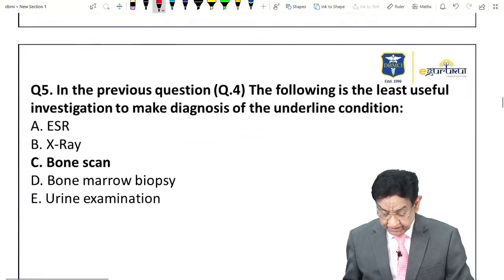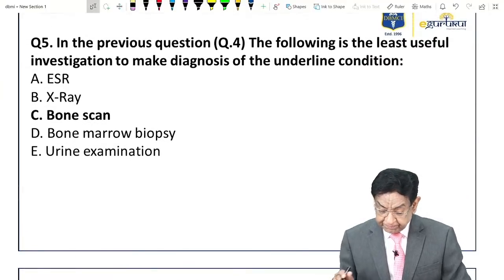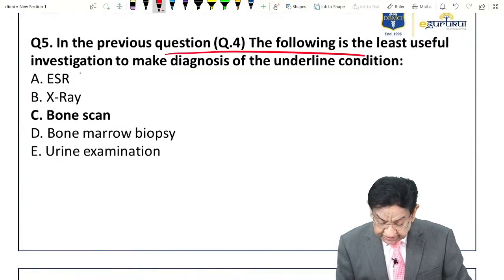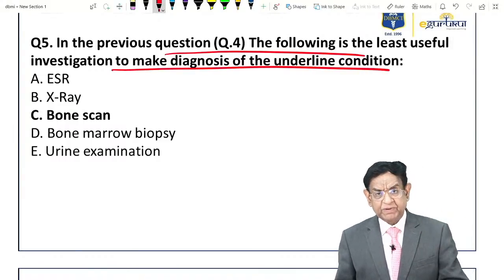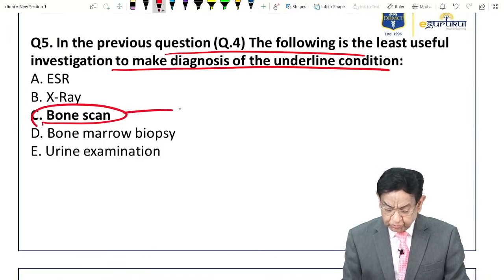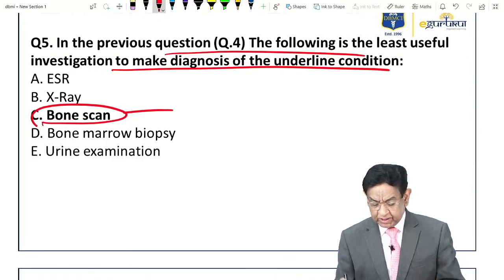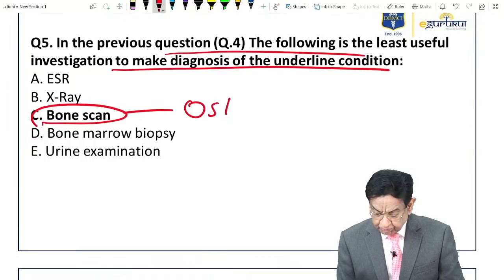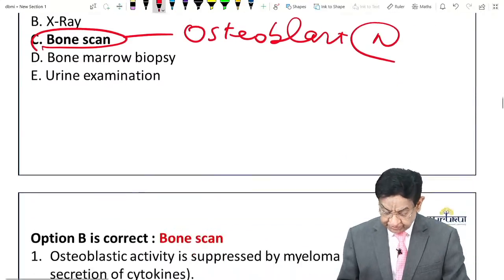Okay. Question 5. The previous question, least useful investigation. We made the diagnosis of multiple myeloma. In multiple myeloma, bone scan has no use, the point we discussed earlier. Why? There is increased osteoclastic activity. Osteoblast activity is normal. Hence, the bone scan is normal in this patient. The point we discussed in the previous question.